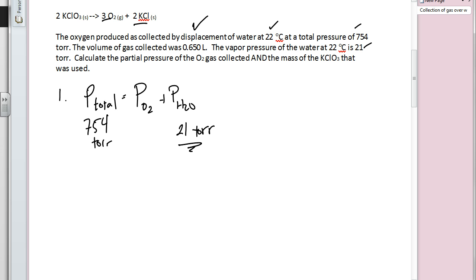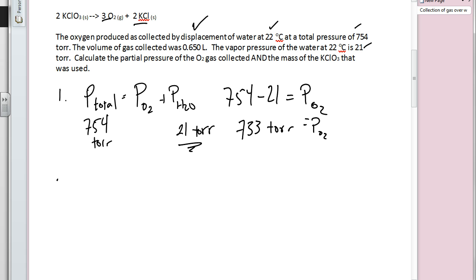And so we'll look some of those up tomorrow. So we're asked for the pressure of the O2, so it just becomes a real simple 754 minus 21 equals the pressure of the oxygen. So we subtract those two and we get 733 torr. And that's our partial pressure of our oxygen.